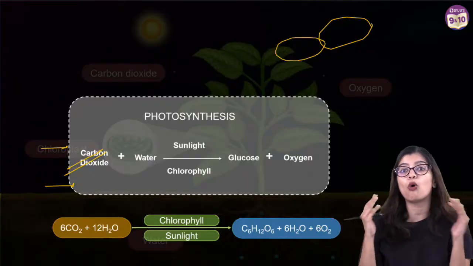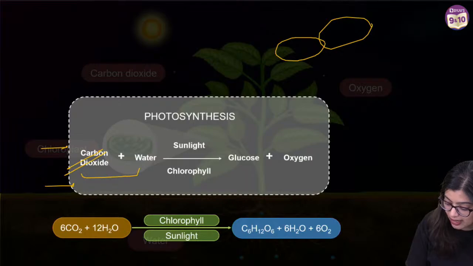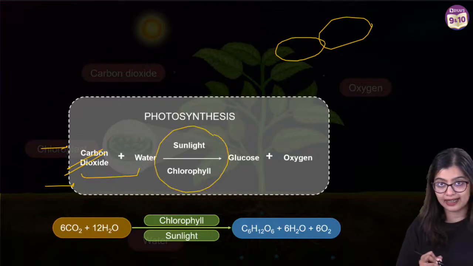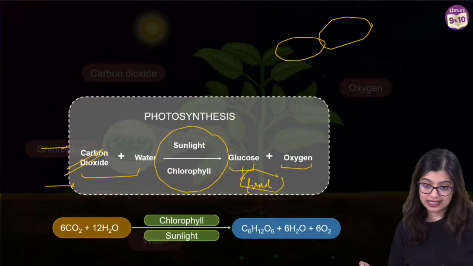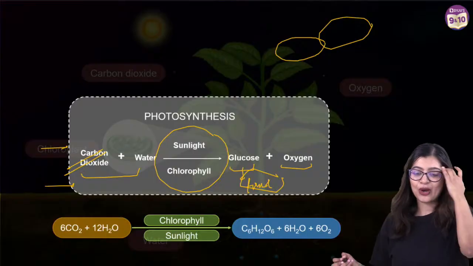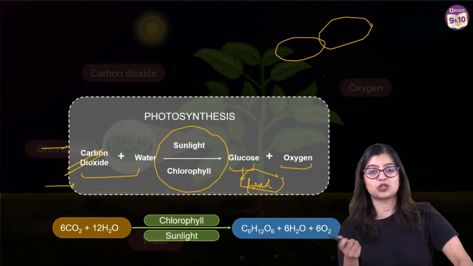But I hope you had an overview of the process: carbon dioxide and water combine in the presence of sunlight and chlorophyll, thereby giving us glucose, which is the food that we talk about, and oxygen as a byproduct. Yes? Okay. Yes. So now I have a set of questions which are PYQs.